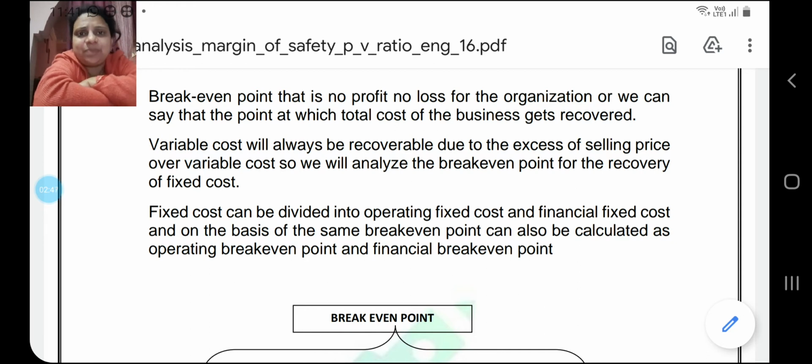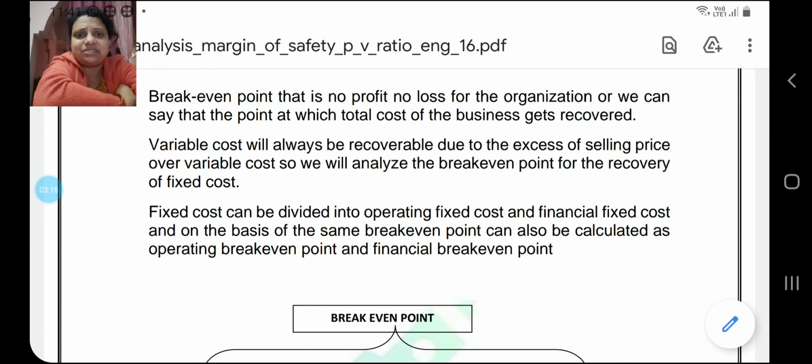content, here it's mentioned that variable cost will be recoverable due to the excess of selling price over variable cost. तो हमने आपको already previous classes में बता रखा है कि एक फर्म के लिए अगर उसका shutdown point देखना है तो at least the firm should be able to get the variable costing which the firm is actually bearing. So it is anything over the variable cost, which means that in that case we will have to analyze the break-even point for its recovery.